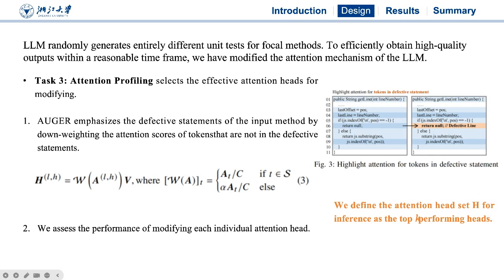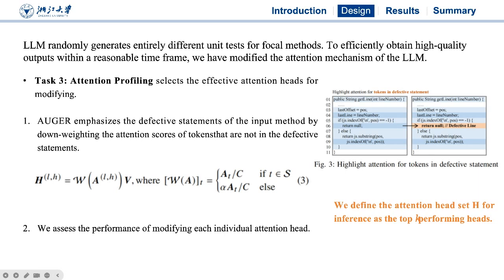LLMs usually have multiple attention layers and multiple attention heads. For example, DeepSeek Coder 6.7B has 32 attention layers, and each layer has 32 attention heads. The attention head is a component of the multi-head attention mechanism in the transformer model. Each attention head operates independently, enabling the model to focus on different parts of the input sequence simultaneously. Therefore, we implemented the attention analysis module to select the effective attention heads that need to be modified.